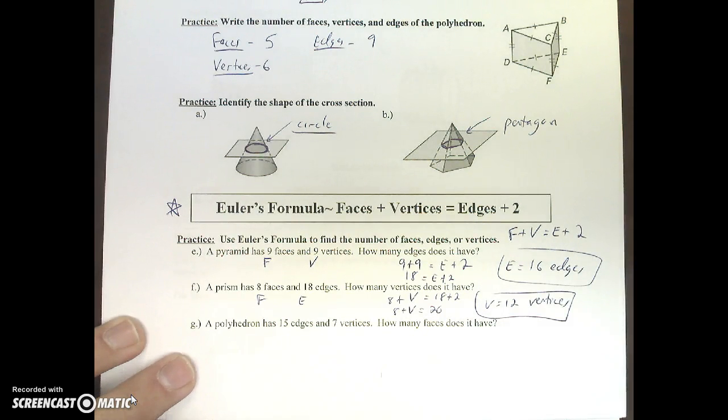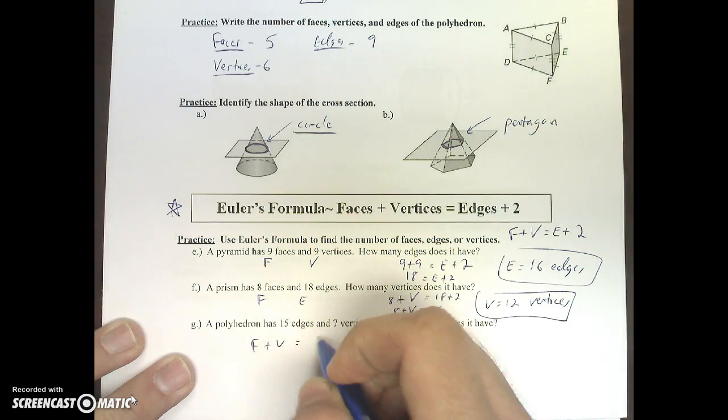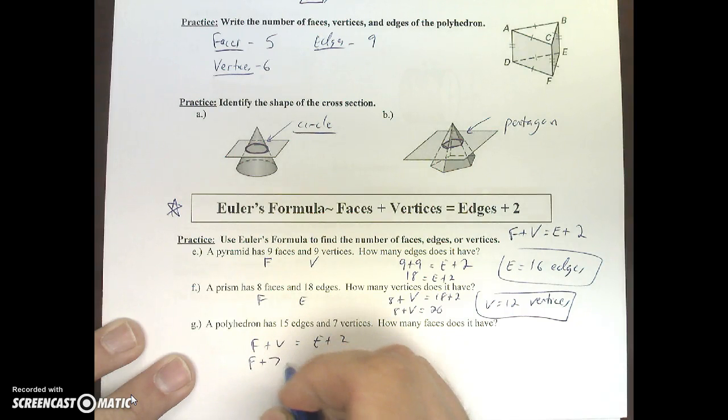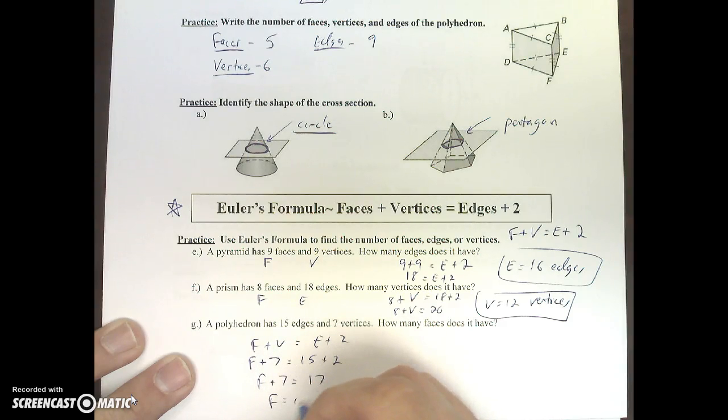A polyhedron has 15 edges and 7 vertices. How many faces does it have? Well, again, F plus V equals E plus 2. Here's your E, here's your V, so the F is alone. 7 goes in for vertices, 15 for E. Looking at 10 faces.